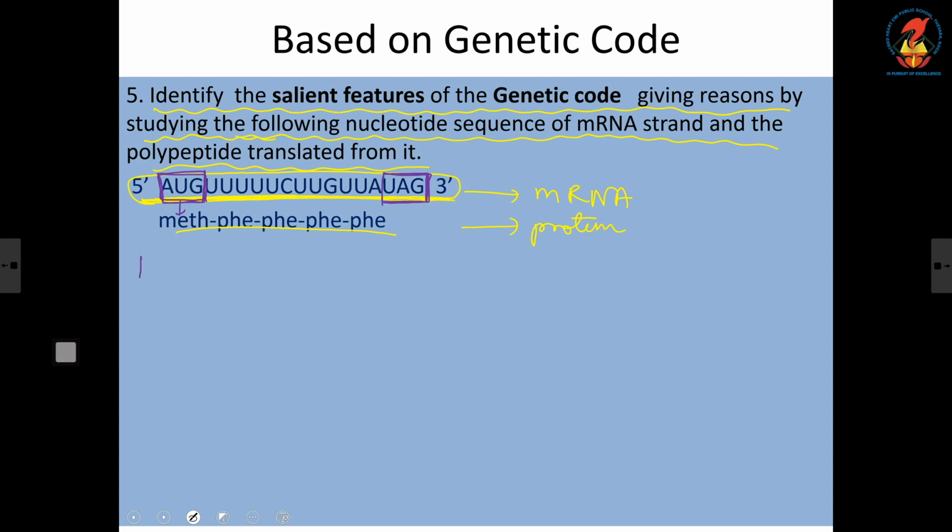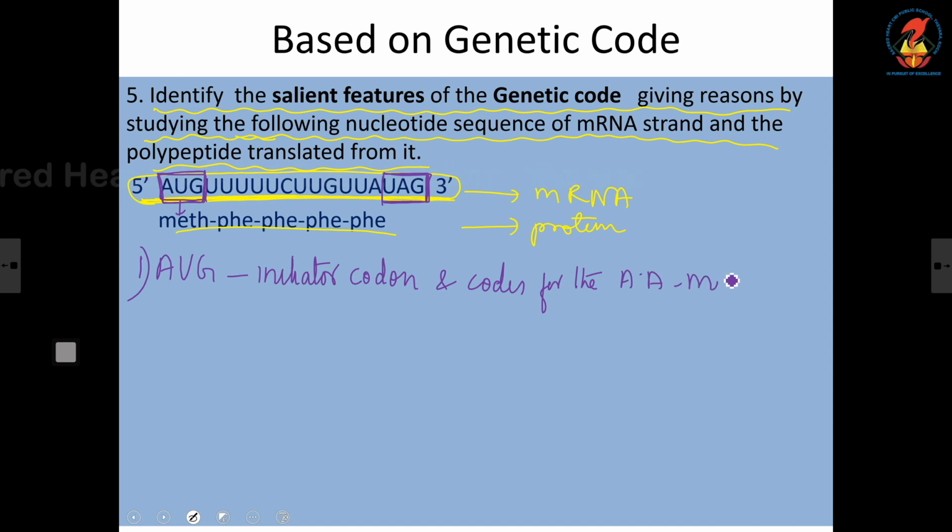So, the first feature, AUG. What is the significance of AUG? It is an initiator codon and codes for the amino acid methionine. So, you got one of the features of the genetic code.